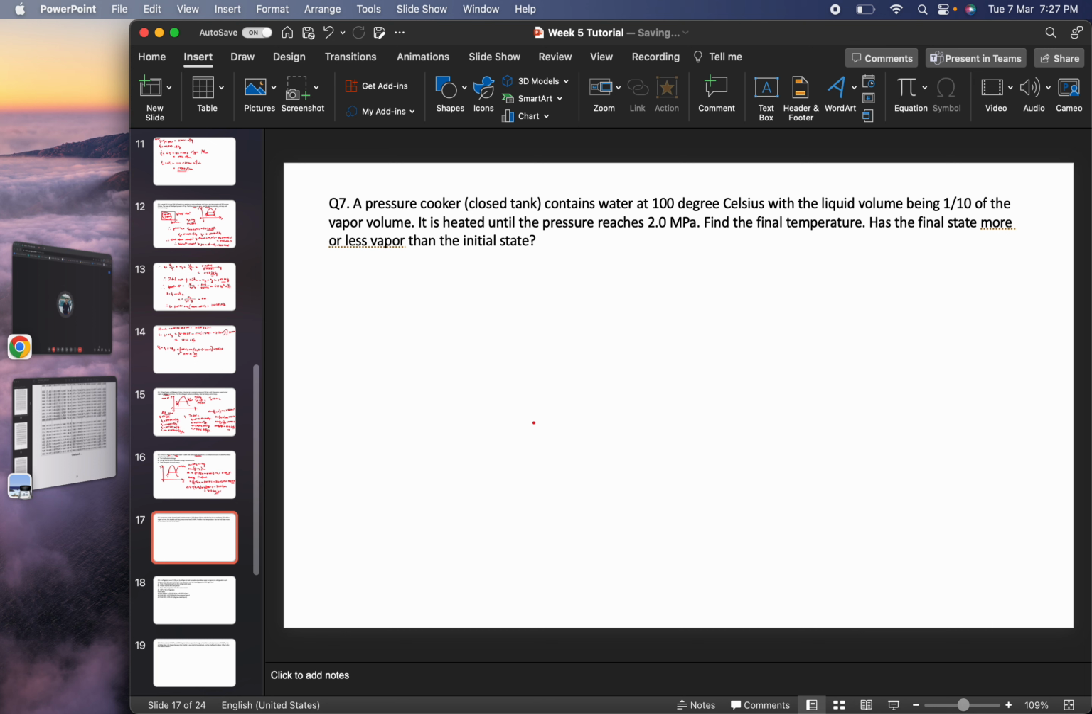A pressure cooker closed tank contains water at 100 degrees Celsius. The liquid being 1/10th of the vapor volume. It is heated until the pressure reaches 2 megapascal. Find the final temperature. Has the final state more or less vapor than the initial state? Okay, so how will we do this question then?